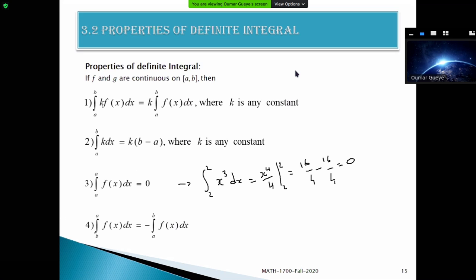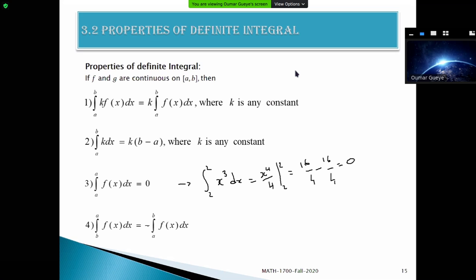So the next property is when you integrate from b to a, and for some reason you need to switch the two bounds of the limit. So you have to multiply by -1 in order to keep the same value, because integrating from b to a means you are going from b to a, that direction. And this one is going from a to b, two opposite directions.